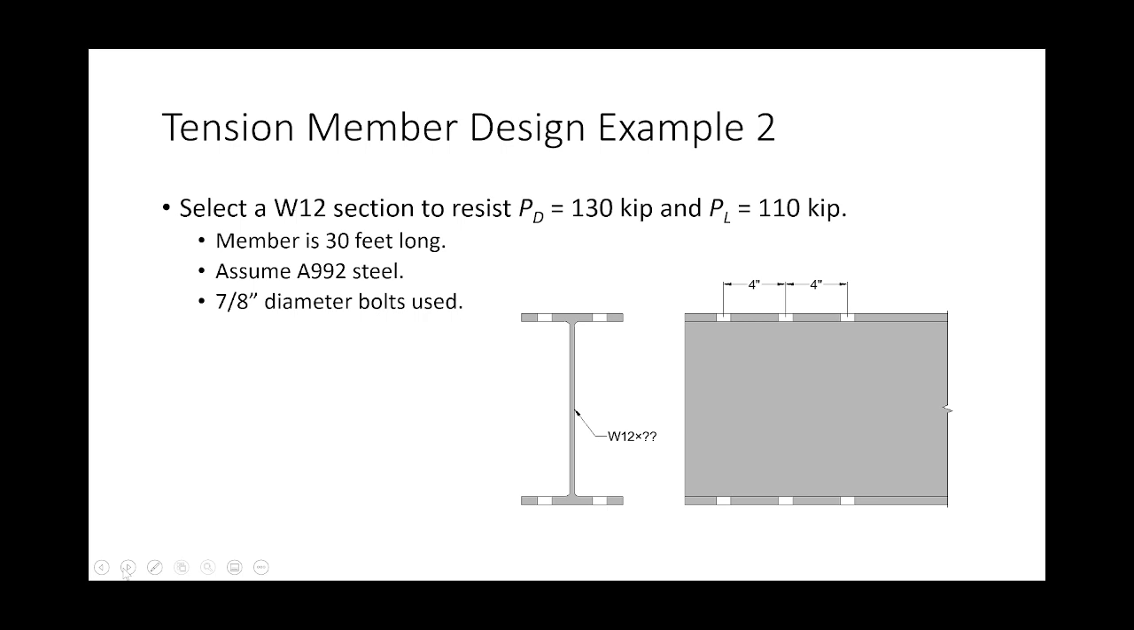We have 7/8 inch diameter bolts. So we have 2 lines of bolts in each flange. The bolts longitudinally are spaced 4 inches apart, 3 bolts per line. Dead load of 130 kips, live load of 110 kips. Let's pick a member of A992 steel.